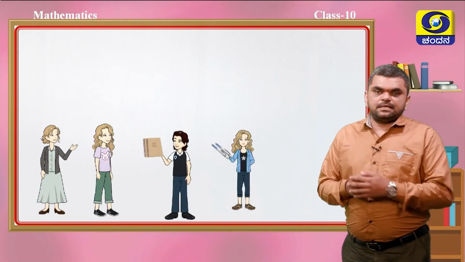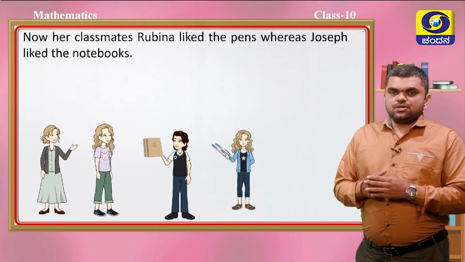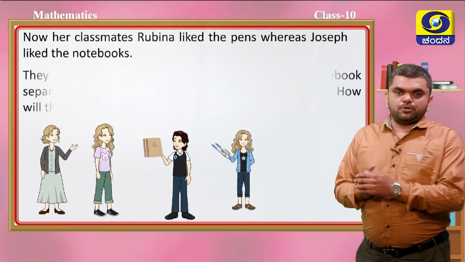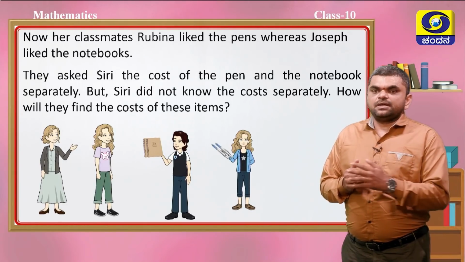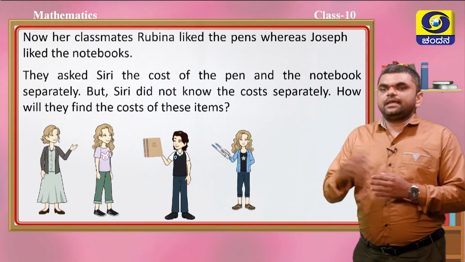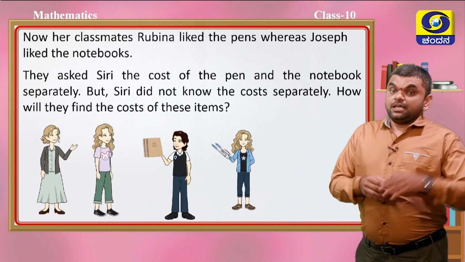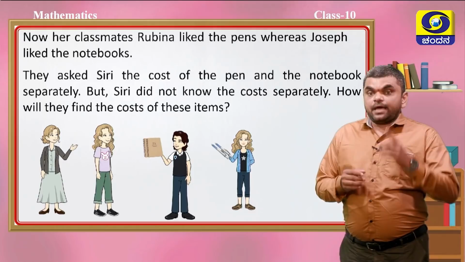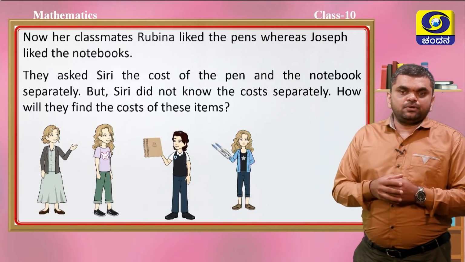Here they are discussing. Observe here. Now her classmates Rubina liked the pens, whereas Joseph liked notebooks. They asked Siri what is the cost of the pen and what is the cost of the notebook separately so that they can purchase easily. Siri did not note the cost separately. Even Lakshmi did not note the cost separately. But they have to find out the costs separately. How can they find that out?